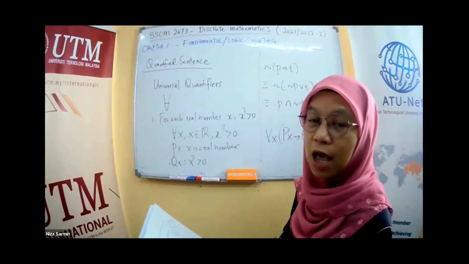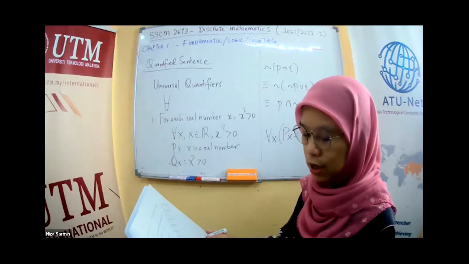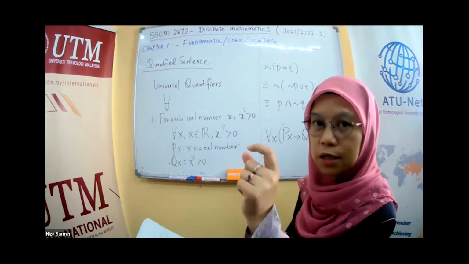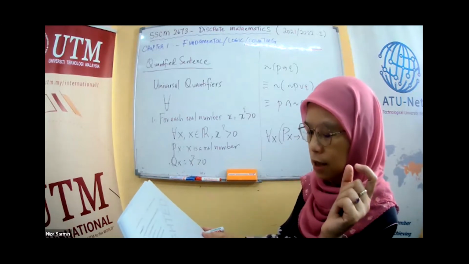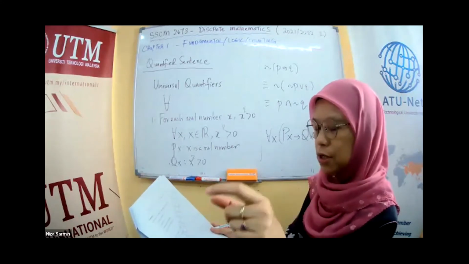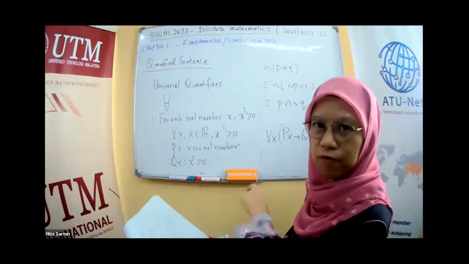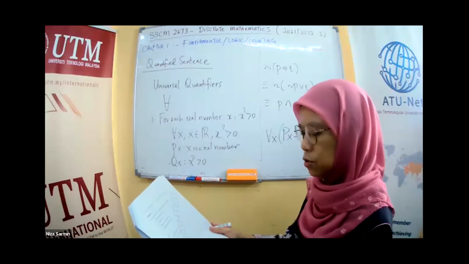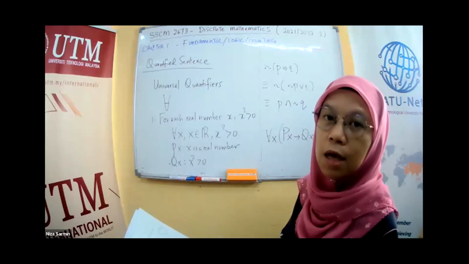All cats have fur. Cx, x is a cat. Fx, x has fur. Okay. So for each x, a cat has fur. You can still do Cx implies Fx.